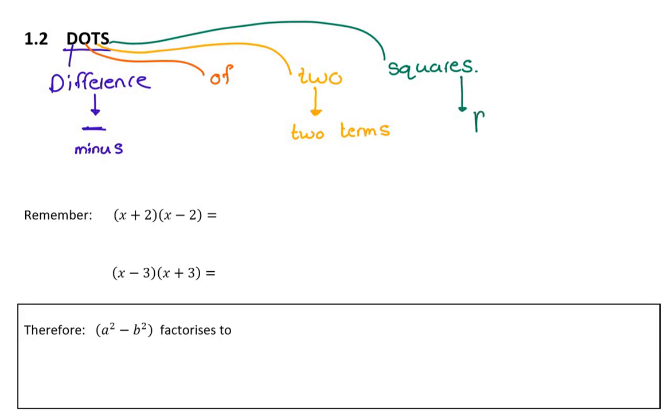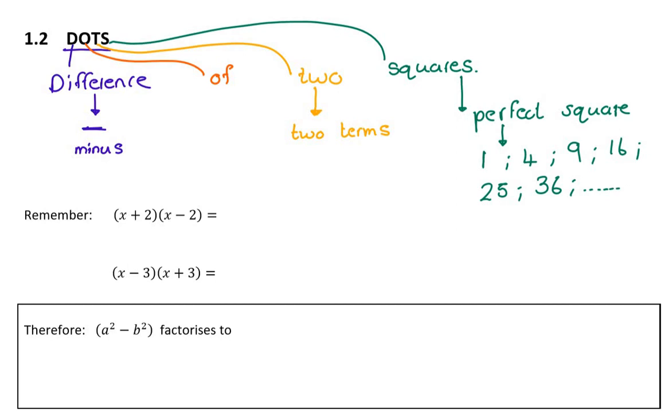Now what do they mean when they say difference of 2 squares? When we say square, we mean perfect square. So what is a perfect square again? A perfect square is a number or a variable that can square root to a neat, nice, natural number. Let me give you examples of numbers that are perfect squares. 1 is a perfect square because it's 1 times 1. 4 is 2 times 2. 9 is 3 times 3. 16 is 4 times 4. 25 is 5 times 5. 36, and as you'll know, they go on forever.